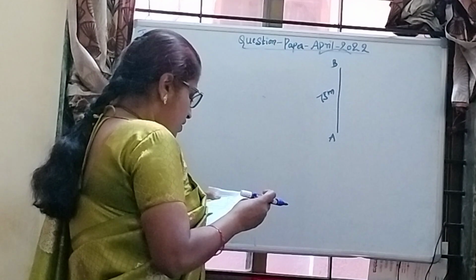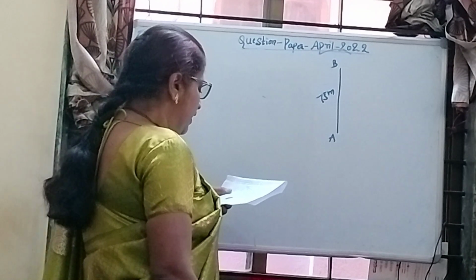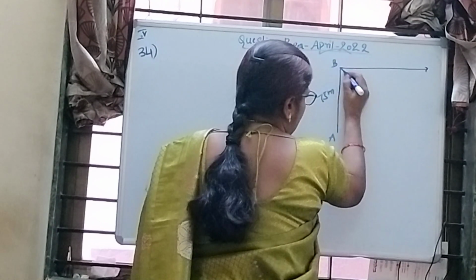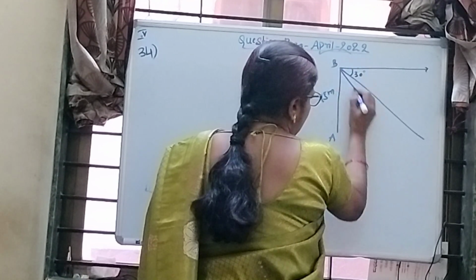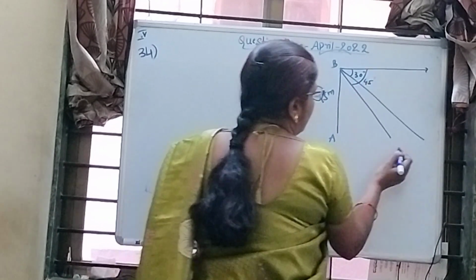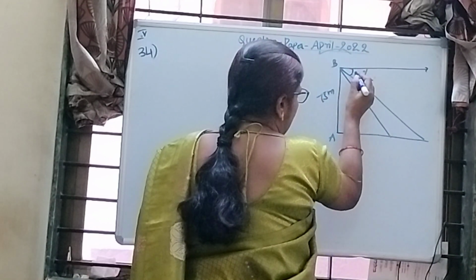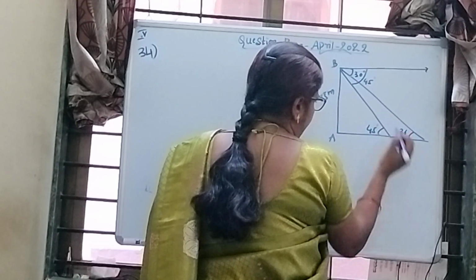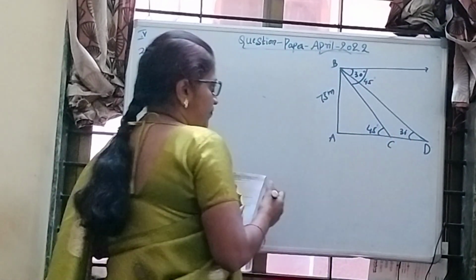This is the lighthouse. From the sea level, the angles of depression of two ships are 30 degrees and 45 degrees. There are two ships: one here, where the angle of depression is 30 degrees, and another ship where the angle of depression is 45 degrees. Now it will not be comfortable, so we go like this. Alternate angles for the parallel lines: this becomes 30 degrees, and this is also an alternate angle, it becomes 45 degrees. This is for our comfort. This one we are going to take down.